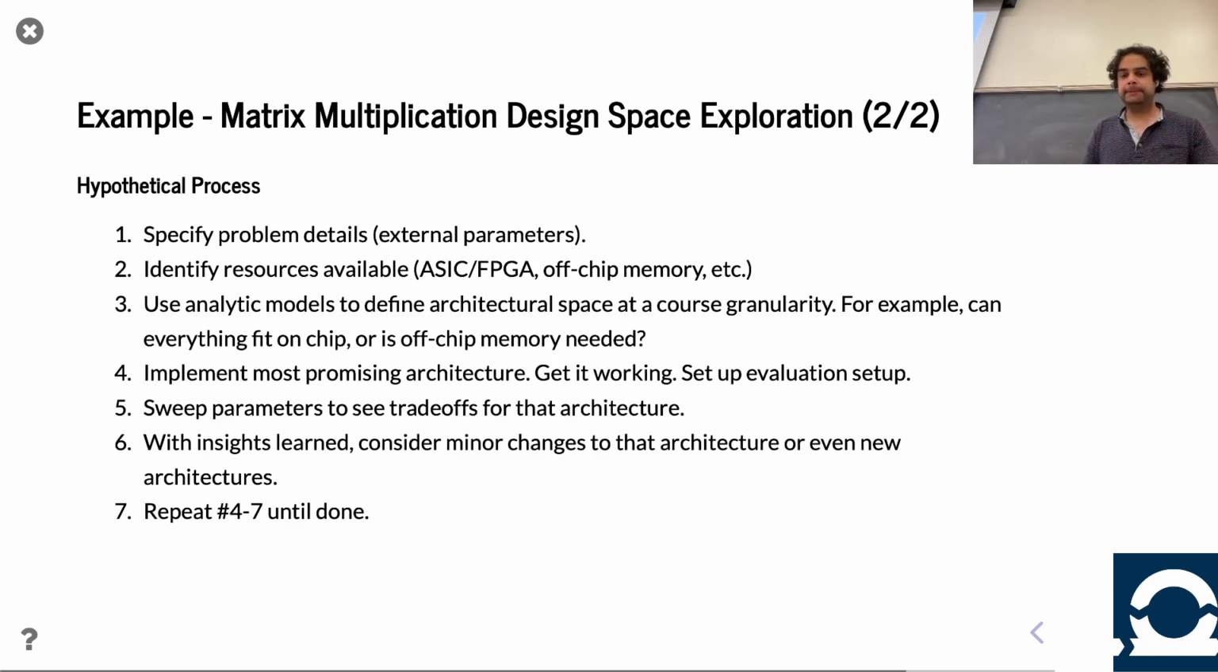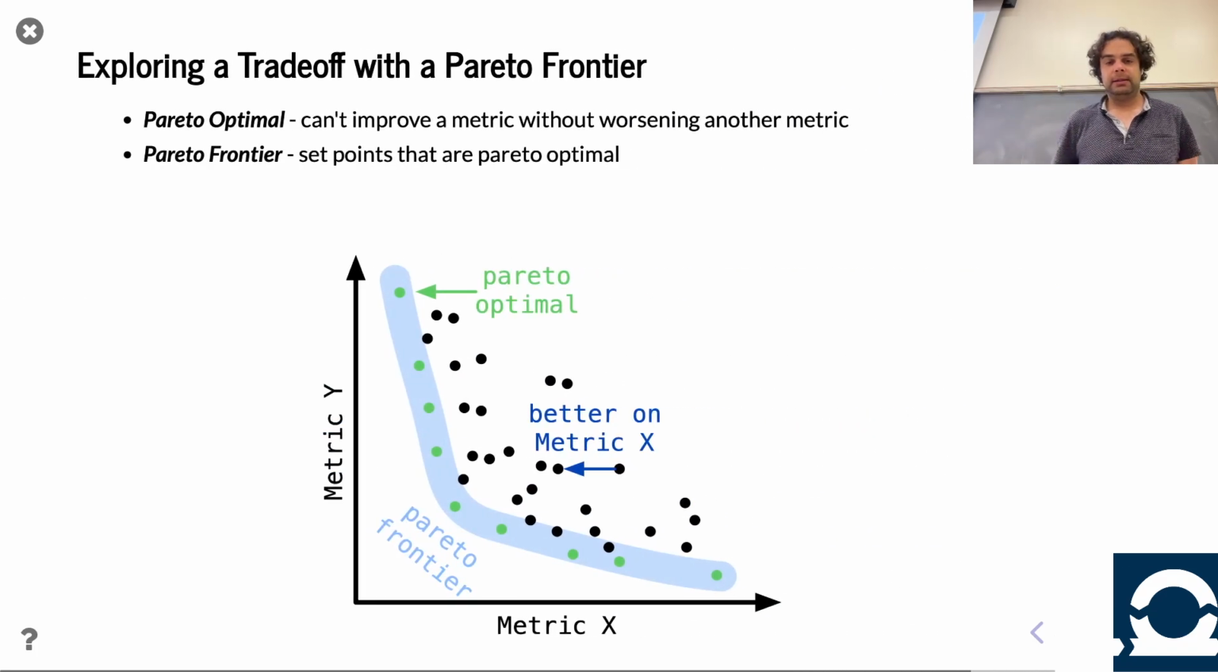So let us consider how to explore these trade-offs, right? So we talked about what happens when you want to optimize more than one metric at the same time. That's called a trade-off, right? Where you have a change in metric A versus metric B.